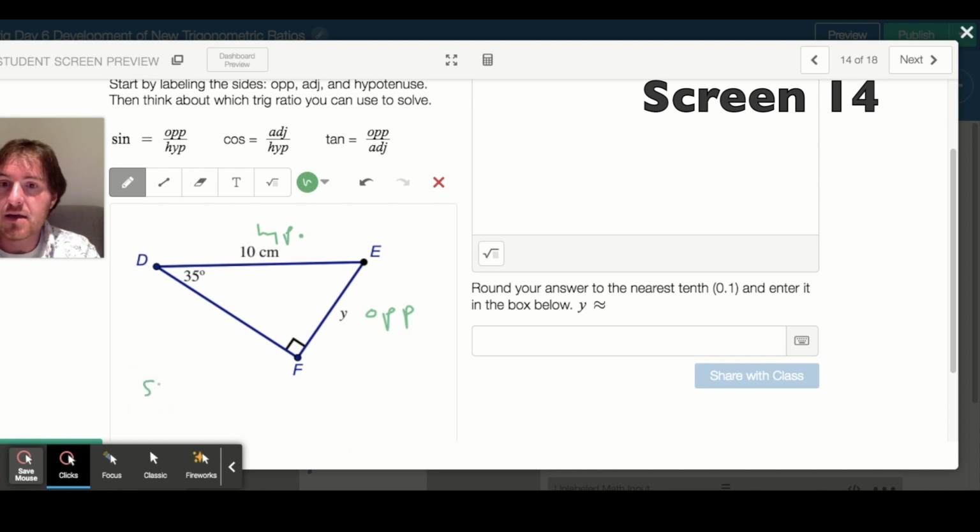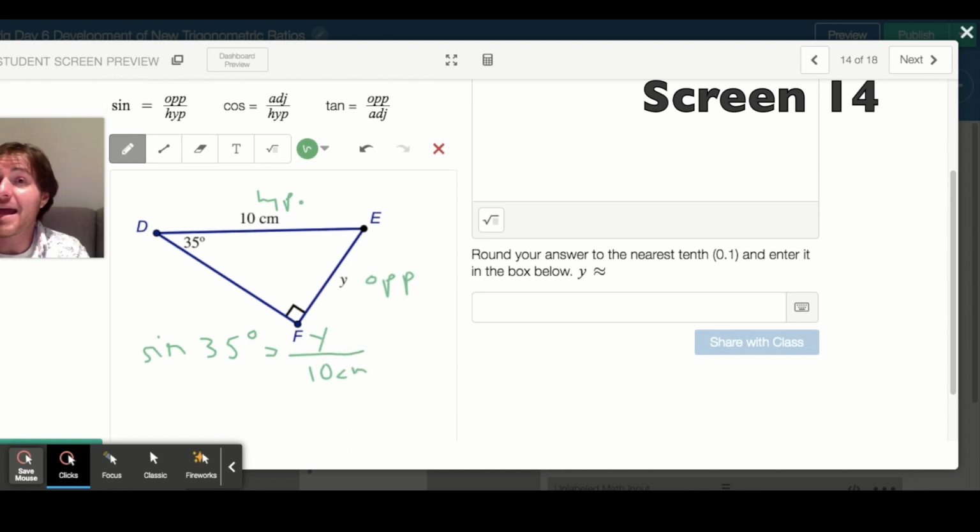So sine of a 35-degree reference angle, and I can just show all the work down here so you can see how I would do this by hand in my notebook, which I'd recommend you do so you have this as an example. It would just be y over 10 centimeters, okay? Opposite over hypotenuse is the sine ratio. Get used to it. You're going to be using that a lot here.